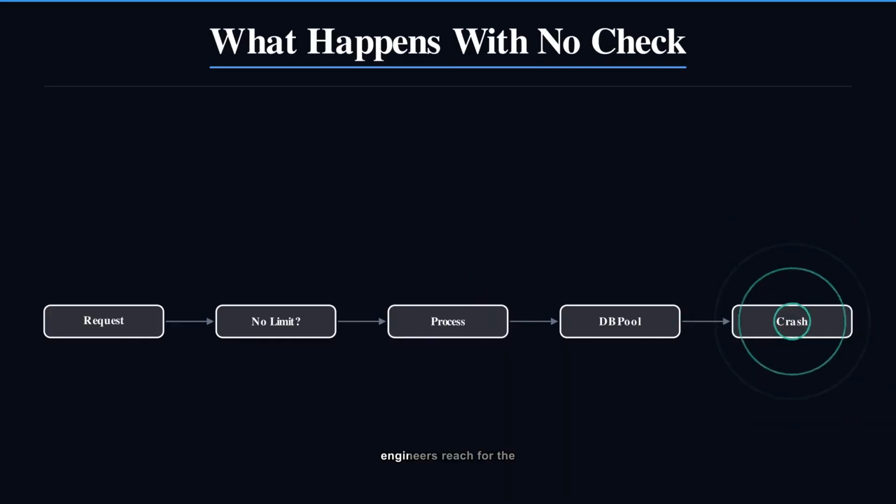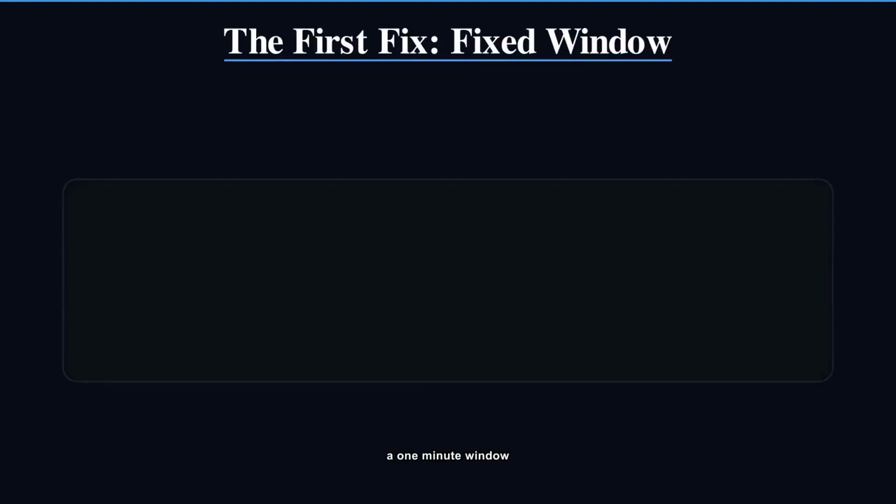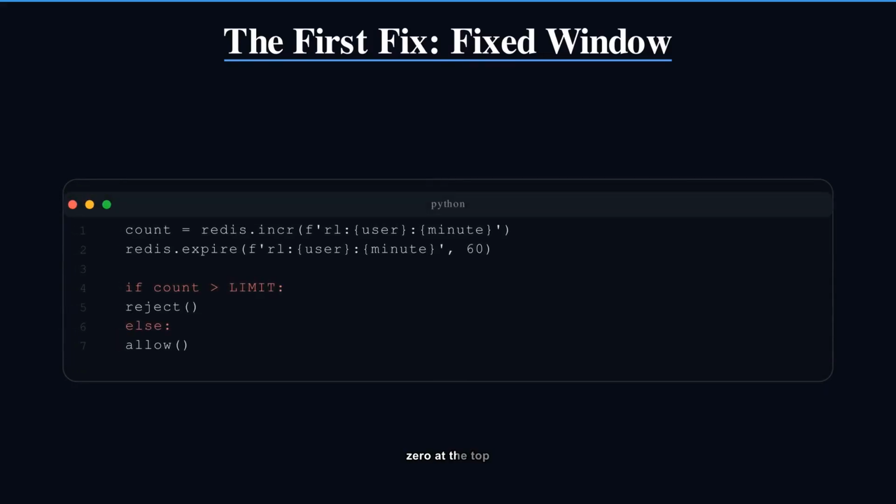The first fix engineers reach for, the fixed window counter. Pick a 1-minute window, count requests, reset to 0 at the top of each minute. Store it in Redis with a TTL equal to the window. Dead simple, memory cheap, but simple comes with a hidden cost you'll see next.